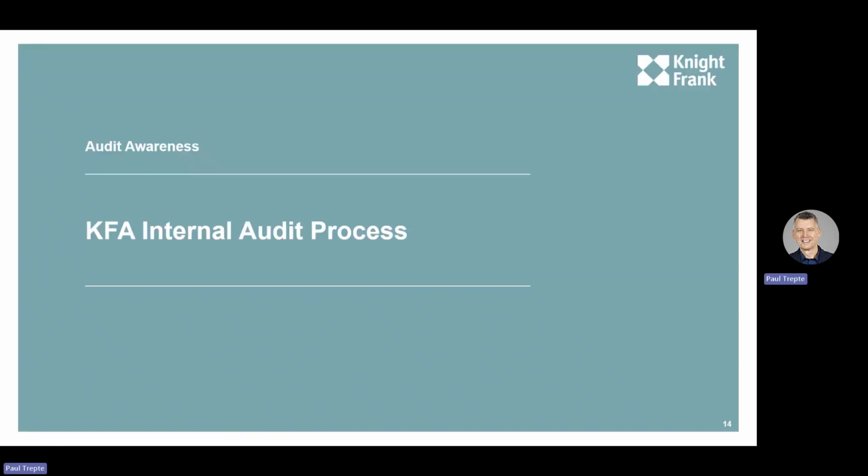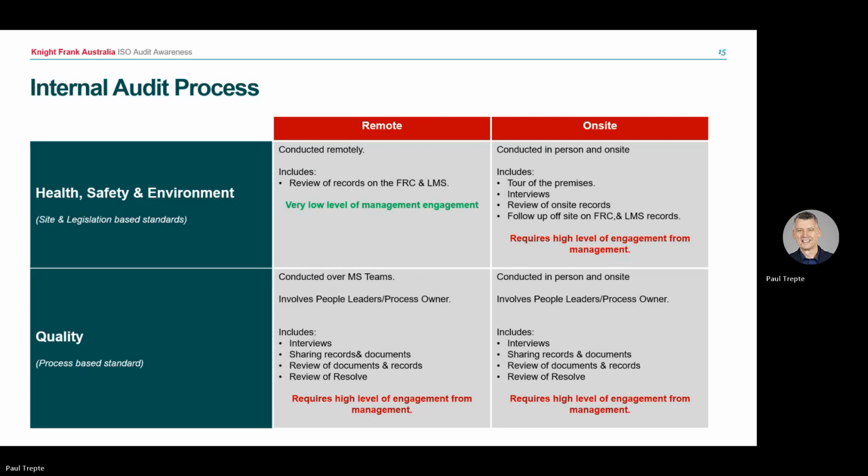So the next area I want to look at is the Knight Frank internal audit process. So just around our internal audits, and as we go for ISO standards, this will become a regular activity. A key requirement for ISO management system standards is that we carry out internal audits, i.e. first-party audits on the deployment of the management system to ensure it is effectively followed and that it continues to meet the requirements of the ISO standard.